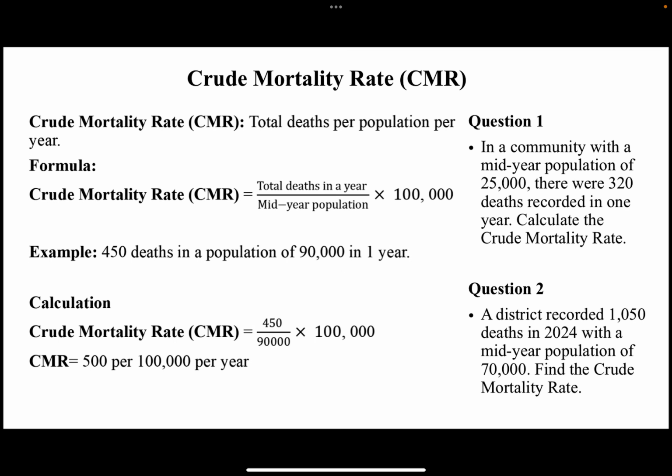Now, question 2. A district recorded 1,050 deaths in 2024 with a mid-year population of 70,000. How many deaths? 1,050. Okay, what is the mid-year population?